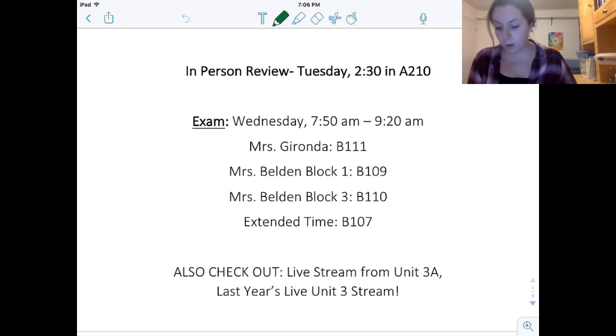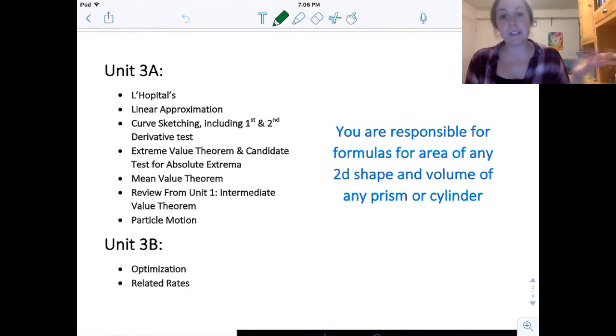So these are the topics that you're going to need to know for your test. For 3A, that was everything that was tested on your last test. For 3B, it's really just optimization and related rates. You are responsible for formulas for area and perimeter of any 2D shape, including circles, and volume of any prism or cylinder. If you're given a sphere or a cone, we will give you those formulas. But otherwise, this is the culmination of all your math. You've got to know them.